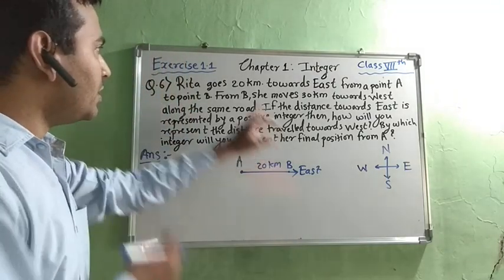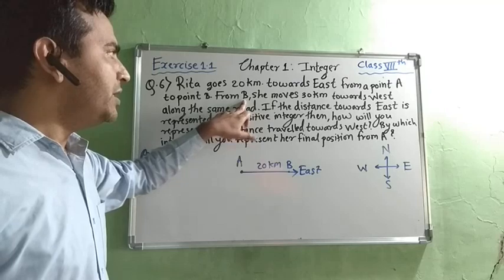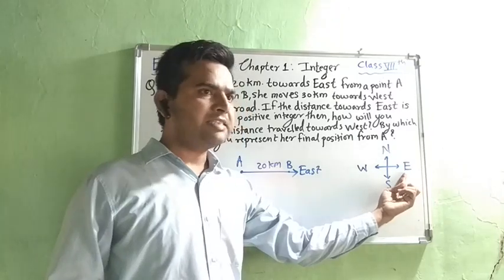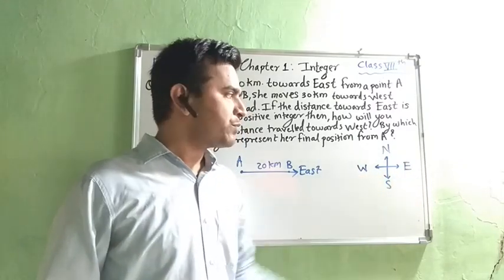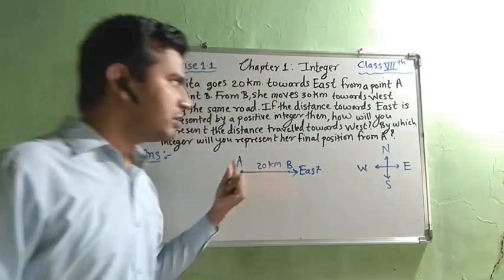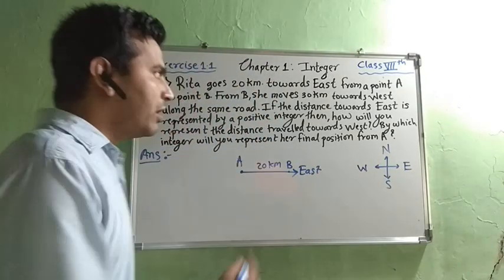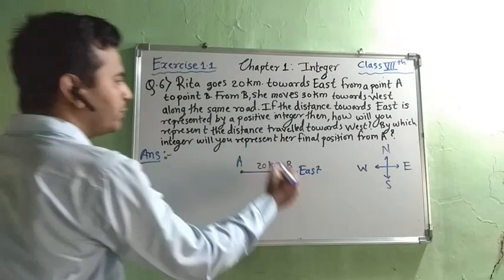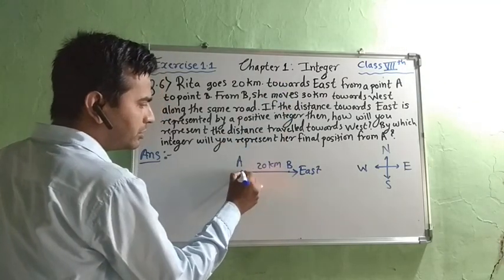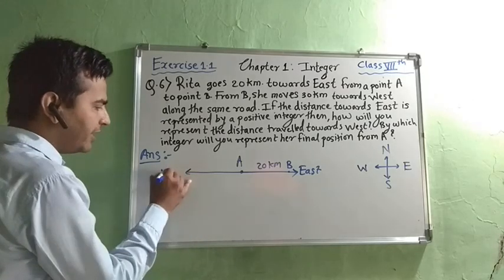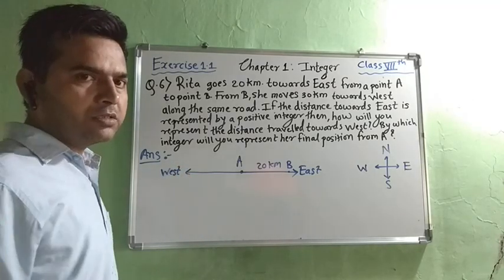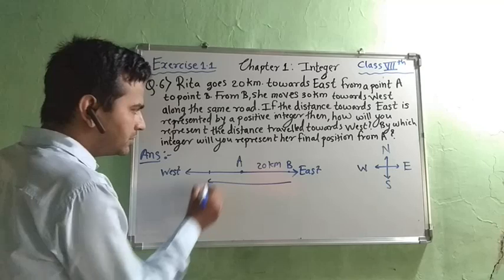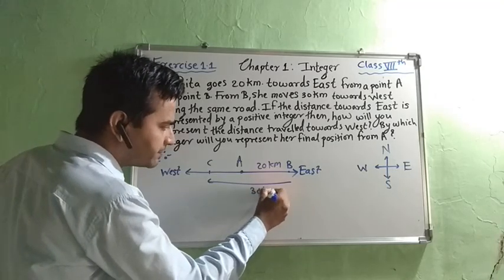Now look here, what is next? From B she moves 30 kilometers towards west. Now look, as we know, exactly opposite to east is west. So on the same road she is moving in the opposite direction. Look here, 30 kilometers from point B. When she moves toward west, up to how much? Up to 30 kilometers from point B to point C, it is 30 kilometers.